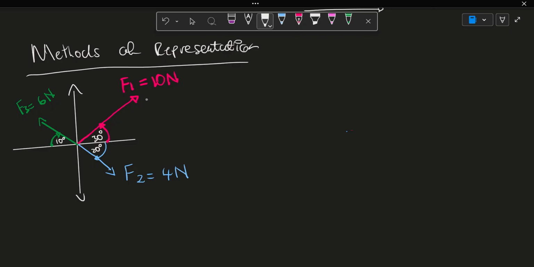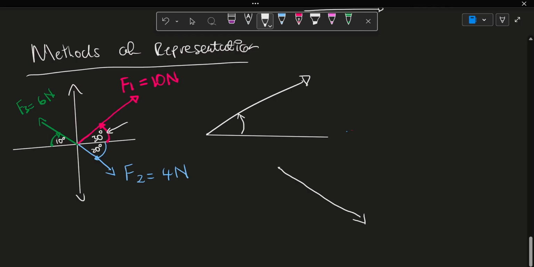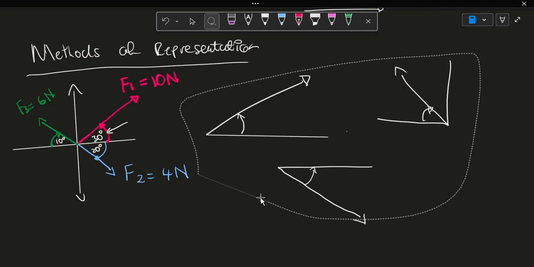So I'd have F1, F2, and F3, right? You notice something. We have this angle right there. That angle we call the angle of incline, right? It is the angle between the diagonal and the horizontal axis. It's just the angle right there. Even if I have it like this, that's the angle between the diagonal and the horizontal, right? So what we call the angle of inclination.